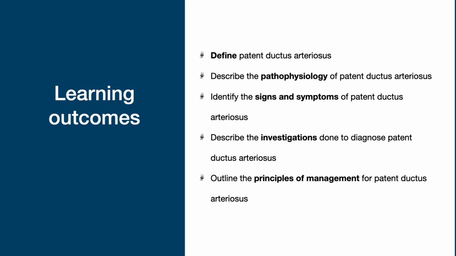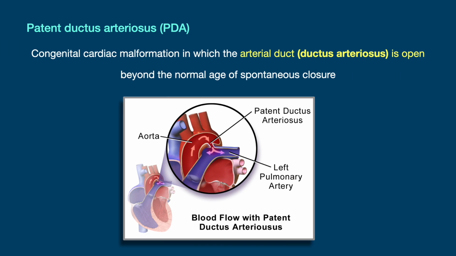Let's get started. The preferred term is patent arterial duct, and it is defined as a congenital cardiovascular defect in which the arterial duct, or ductus arteriosus, is open beyond the normal age of spontaneous closure. It is generally classed as acyanotic. However, uncorrected PDA can eventually lead to late cyanosis in the lower extremities, termed differential cyanosis.